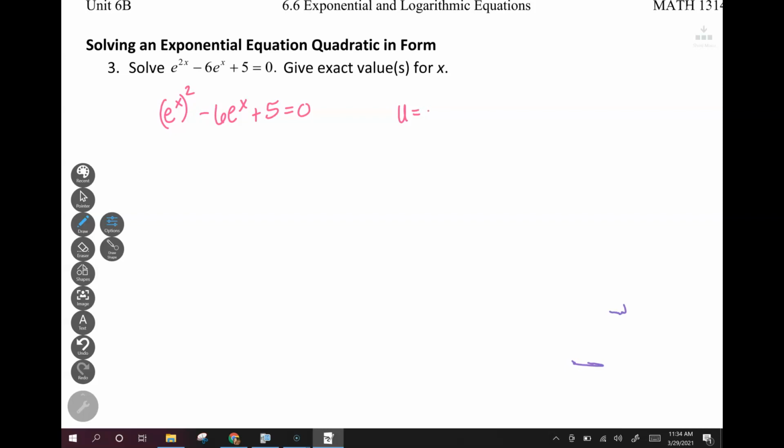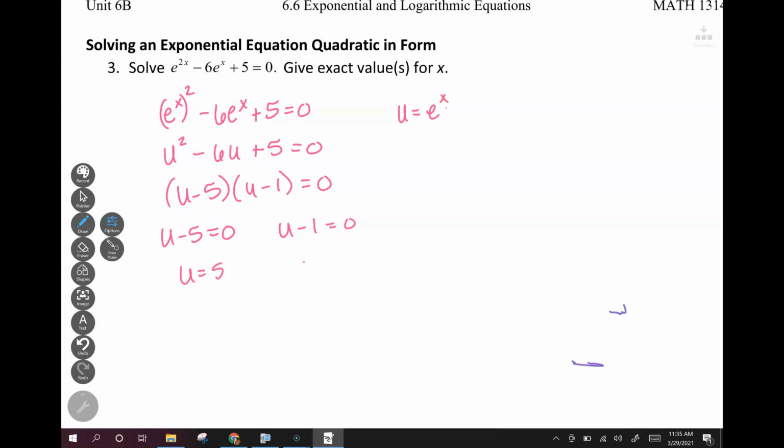You could substitute u in for e to the x, and here's what that would look like. So I'm saying u equals e to the x, so this would be u squared minus 6u plus 5 equals 0. Okay, so now we can factor that. Two numbers that add to -6 and multiply to 5 are going to be -5 and -1. So u minus 5, u minus 1.